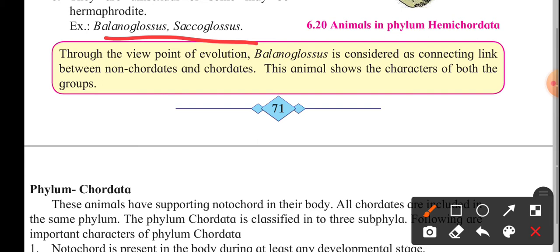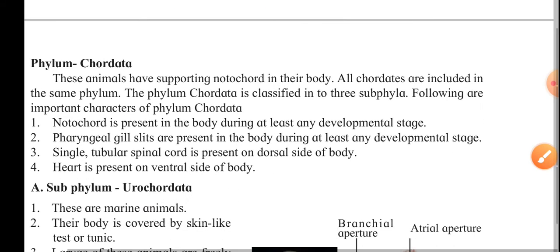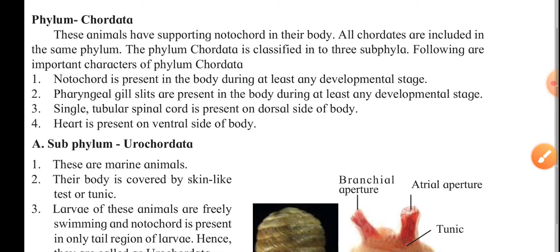So this is about these particular phyla. In the next video we are going to talk about the phylum Chordata and the subphyla and the classes under that phylum Chordata.